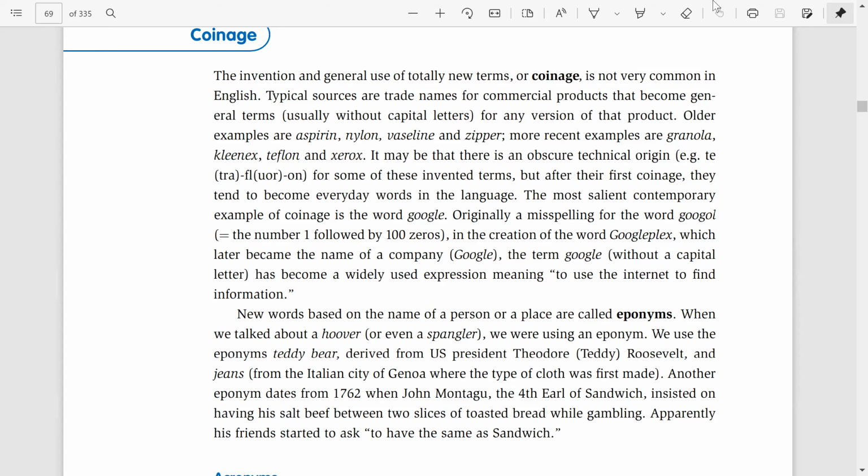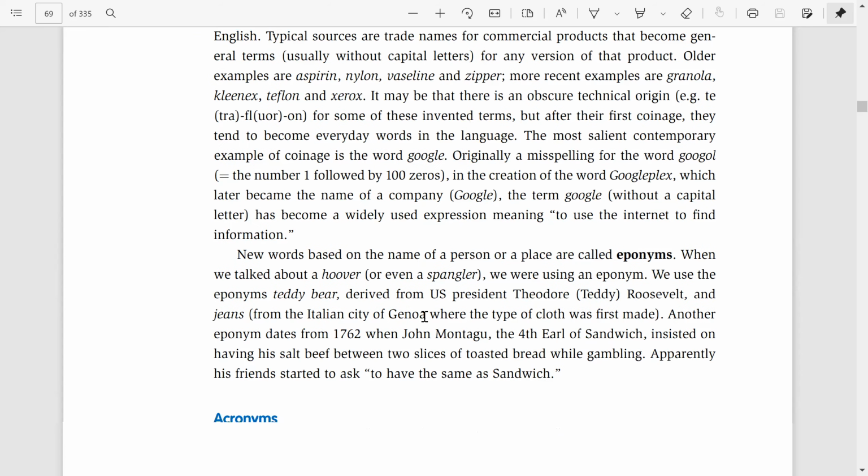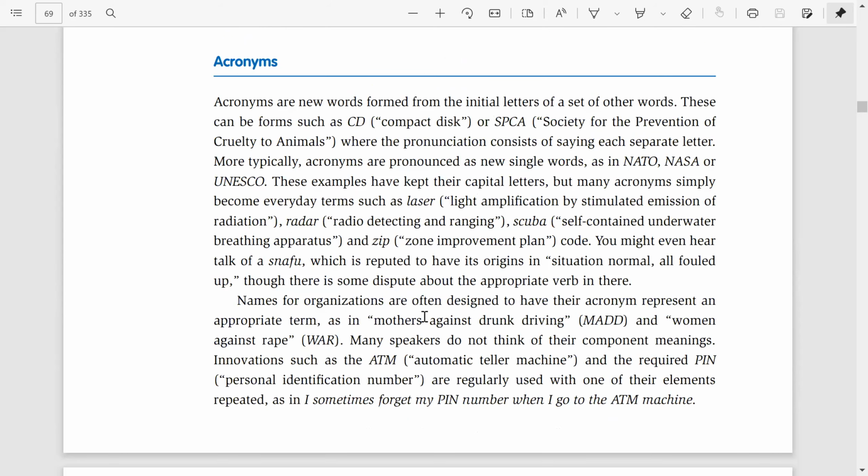In the next word formation process, we are going to discuss acronyms. What are acronyms? Acronyms are new words formed from the initial letters of a set of other words. हम कुछ वर्ड्स होते हैं, उनके इनिशियल वर्ड्स को, पहले लेटर को इकट्ठा करते हैं, तो इसकी बेस पे उनको हम एक्रोनिम भी कहते हैं, तो कंप्लीट वर्ड भी बन जाते हैं.